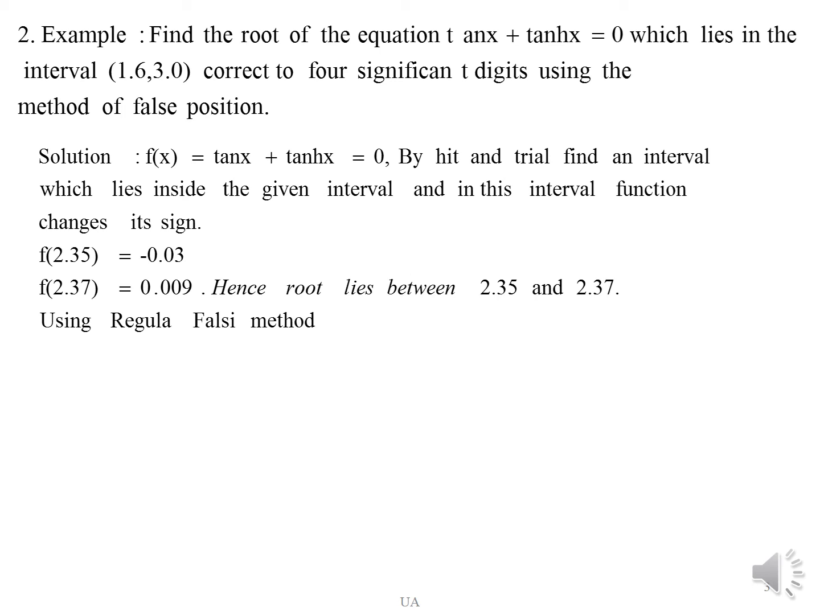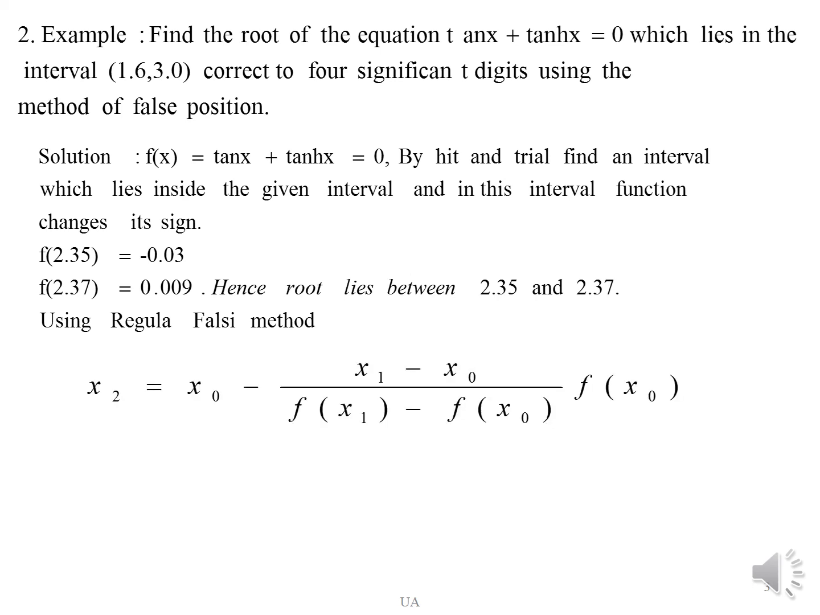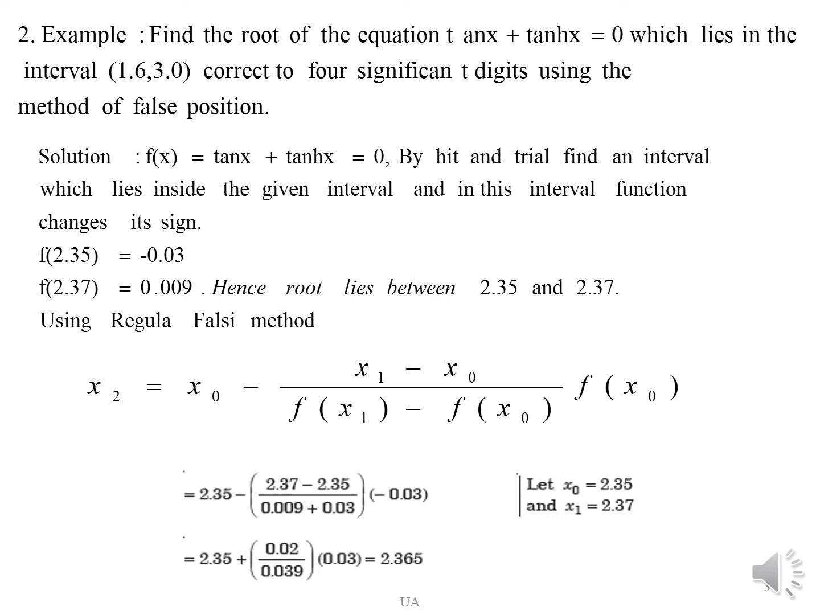So now we use the Regula-Falsi method and try to get the new approximated root. x2 is equal to, this is the standard formula. We take x0 as 2.35, we take x1 as 2.37, and f(x1), f(x0) we have already calculated. We substitute the values and get the value of x2, which comes to 2.365. This is the new approximated root.